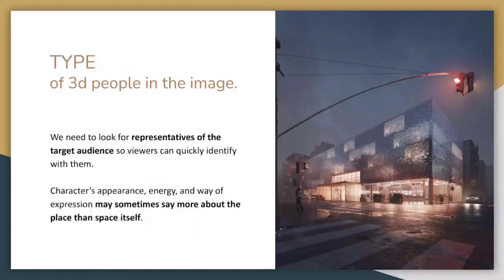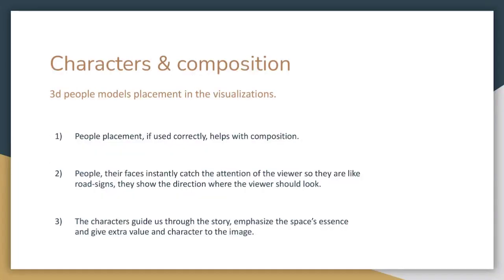And finally, type of people. As I mentioned at the beginning, we need to look for representatives of the target audience. When people see other people, their faces, expressions, clothing, lifestyle, they can quickly identify with them. The thing is that characters, their appearance, energy, and way of expression may sometimes say more about the place than space itself.